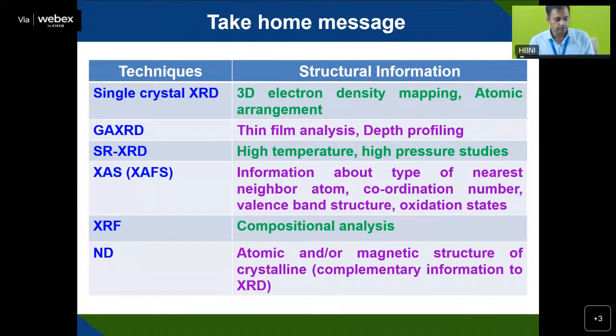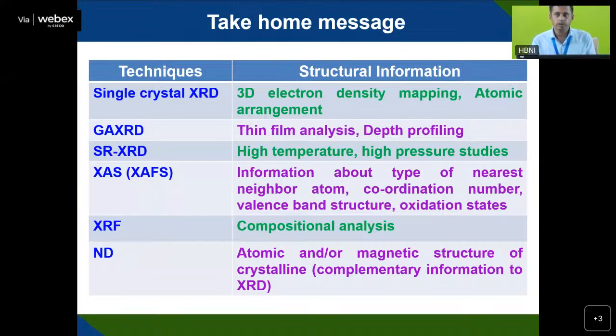Then I discussed a little bit on X-ray absorption spectroscopy, that is the X-ray absorption fine structure, which mainly has two parts, EXAFS and XANES, the two pieces of information. EXAFS will give information about the nearest neighbor atoms, whereas XANES will give you coordination numbers, symmetry or structure, or even the oxidation state, valency, and band structure. Those information can be found out from XANES. So that I have discussed.